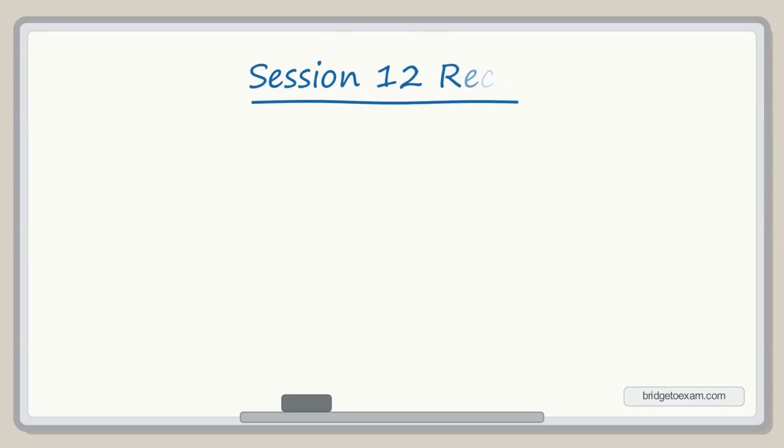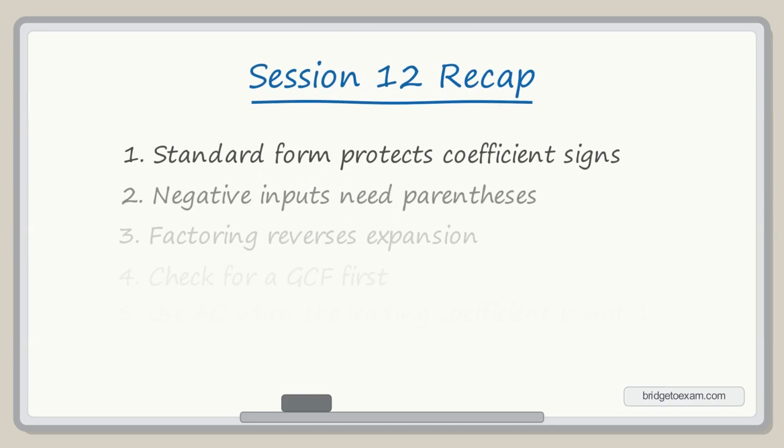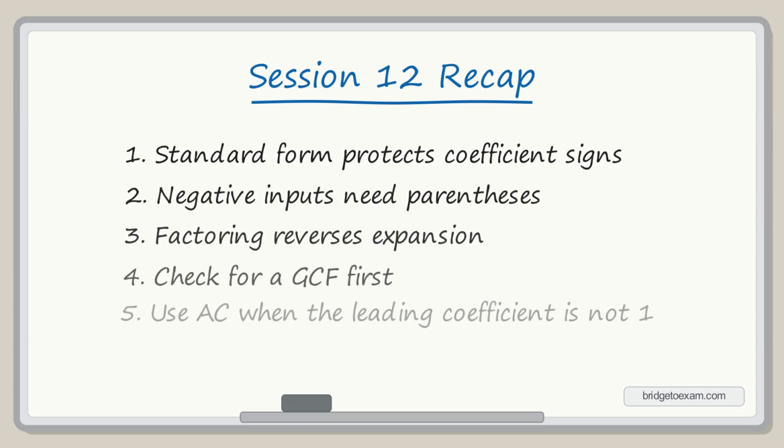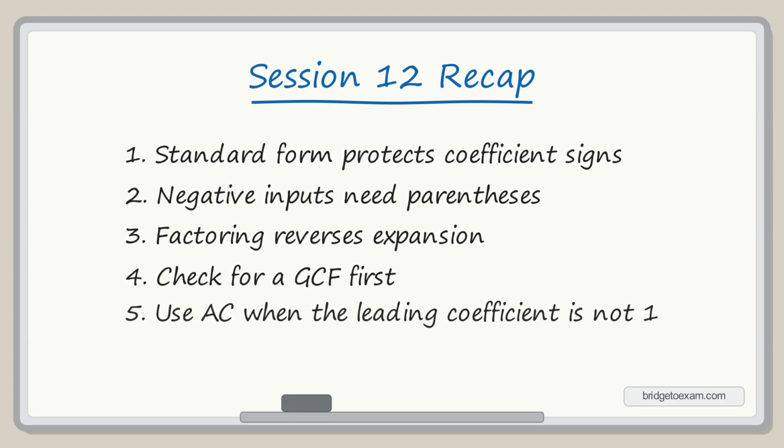Session 12 Recap. Standard form protects signs. Negative inputs need parentheses. Factoring reverses expansion. Check for a greatest common factor first, and use AC when the leading coefficient is not 1.